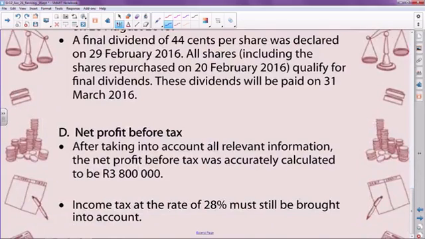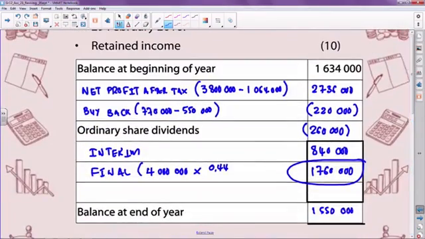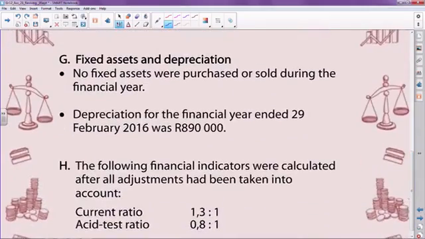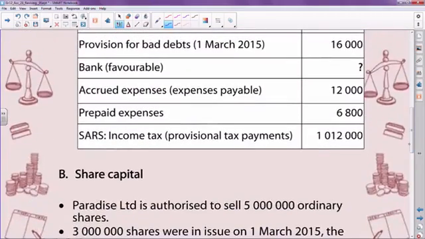Remember, we calculated our income tax figure and take into consideration that you have made a provisional payment to SARS, and that provisional payment to SARS amounted to 1,012,000. All right? You have 1 minute to sort out whether SARS income tax would appear as a trade and other receivable or a trade and other payable. Go for it.